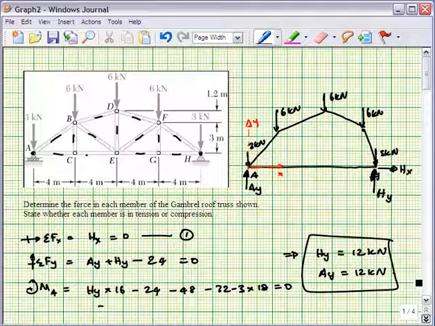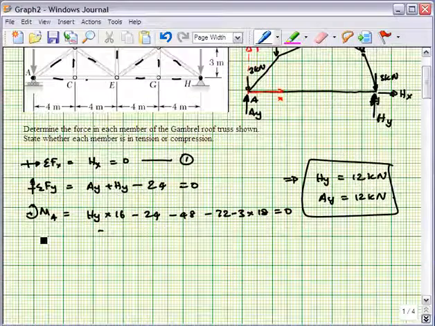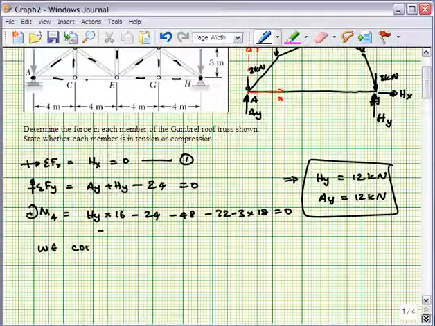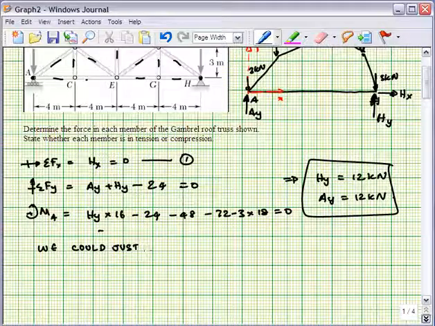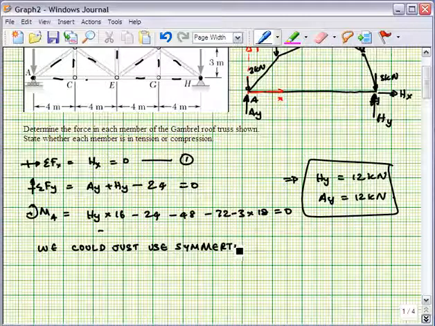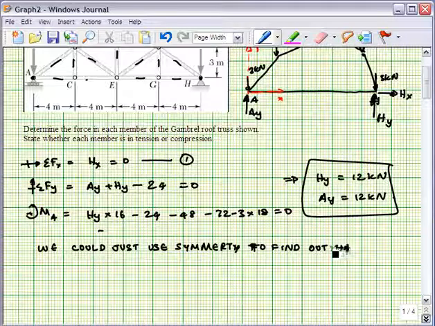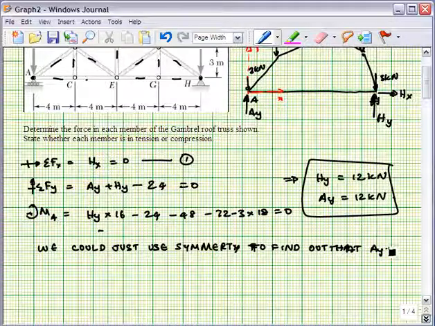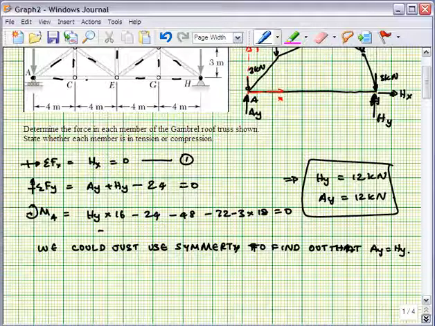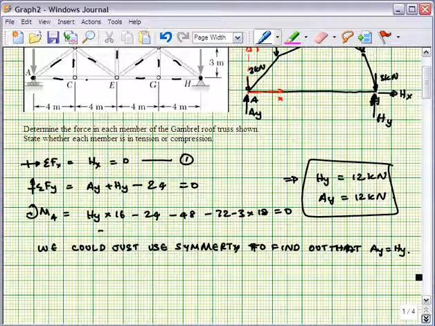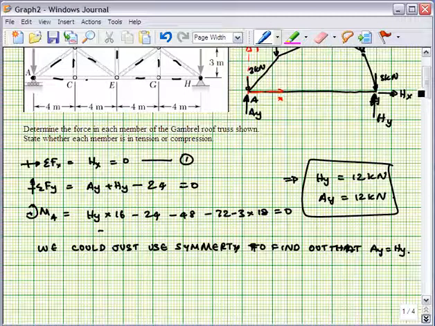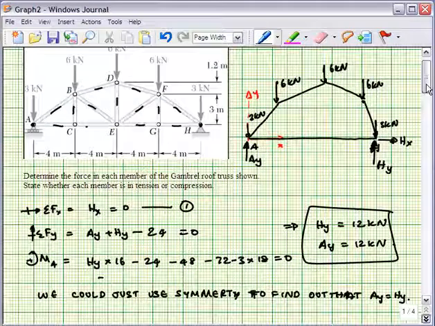You didn't have to do any of the solution; we could just use symmetry to find out that AY must be equal to HY. So in your truss, for example, with 1 pound force, you would have found that the reaction at the joints will be half pound each because of symmetry again. You did not have to do any calculations for that.